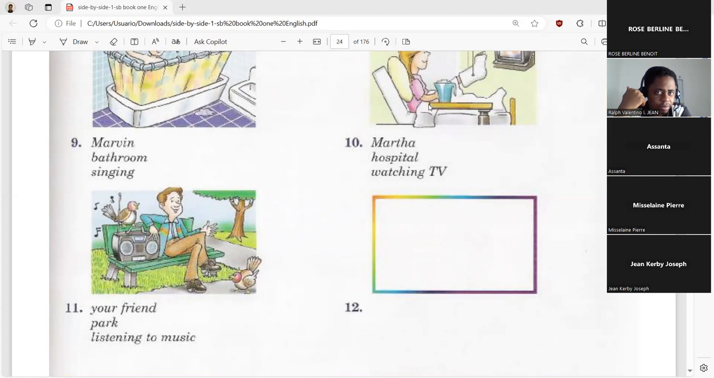I am speaking. I am speaking with Ralph Valentino. I am speaking to Ralph. I am speaking to the professor. I am speaking to the English teacher, to the English instructor, to the English mentor.